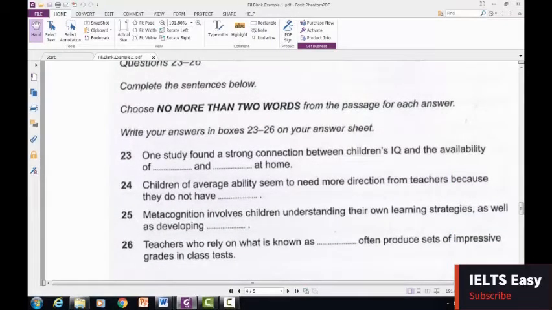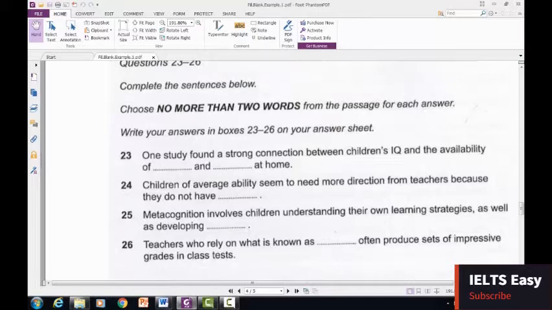We have question 23, 24, 25, and 26. So when we look at these questions, let's look at which ones are going to be the easiest to do first. All right, so I would definitely say number 23. We look at number 23. It says, what one study found a strong connection between children's IQ and the availability of blank and blank at home. The keywords in number 23 that are going to help us a lot are children's IQ and also study, and also the word home. Those are our keywords from the question.